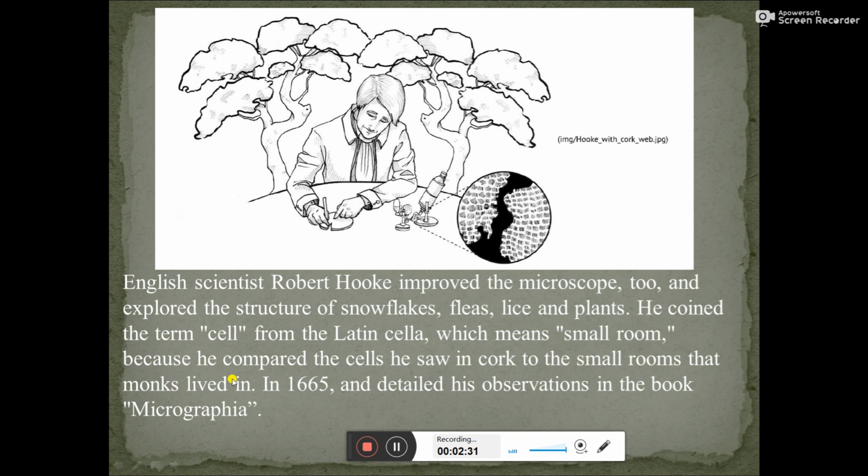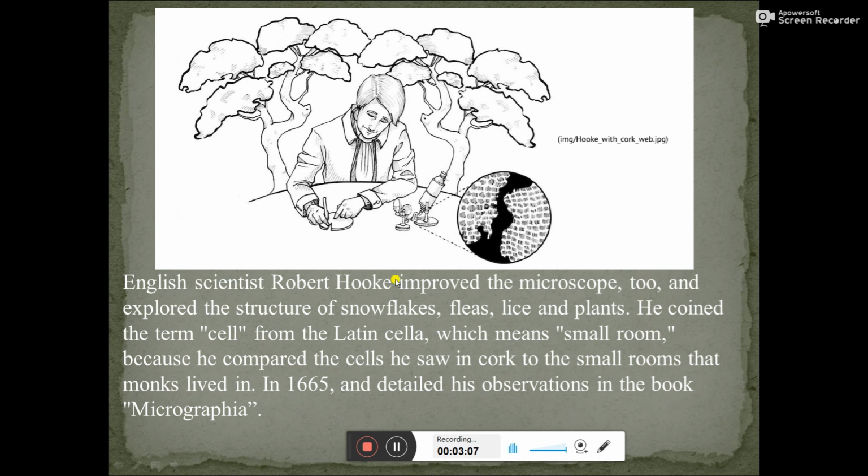After that came another scientist called Robert Hooke. Robert Hooke was an English scientist and he also improved the microscope, and he started exploring the structures such as snowflakes, fleas, lice, as well as plants. And he was the one who put forward the term cell from the Latin word cella, which means small room. He compared the cells which he saw in the cork to small rooms that monks lived in.